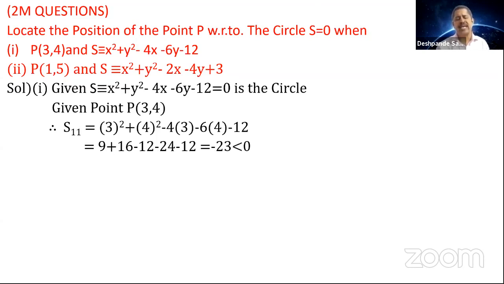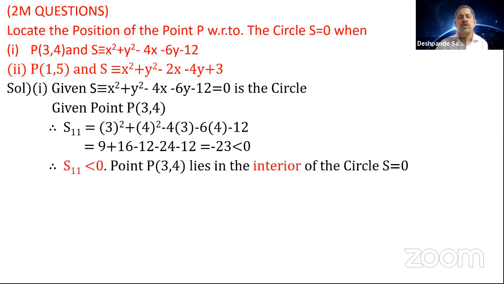minus 23. Is it less than 0 or greater than 0? You observe that it is negative sign, less than 0. So what you got is S11 is less than 0. So if S11 is less than 0, what is the comment you can write? Where is the point lying in? Is it interior, on, or exterior? If S11 is less than 0, it is always interior. So S11 is less than 0. So point (3, 4) lies in the interior of the circle S is equal to 0.